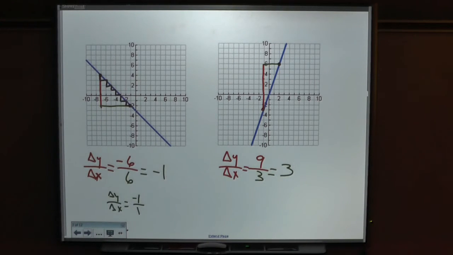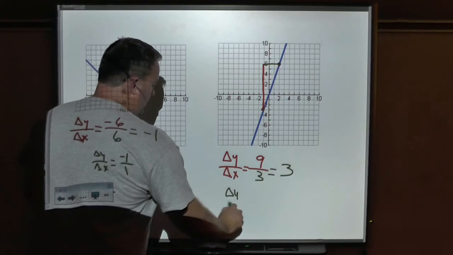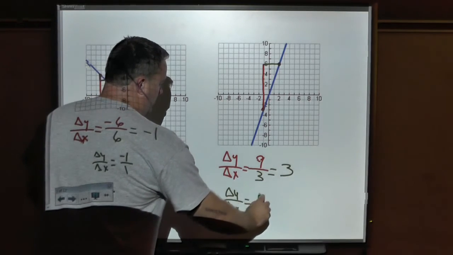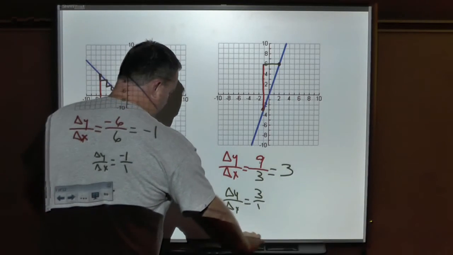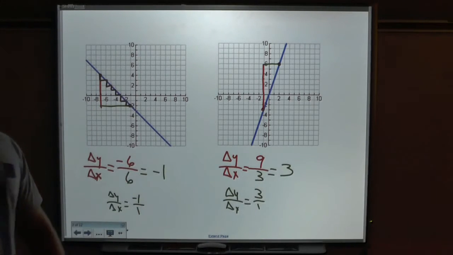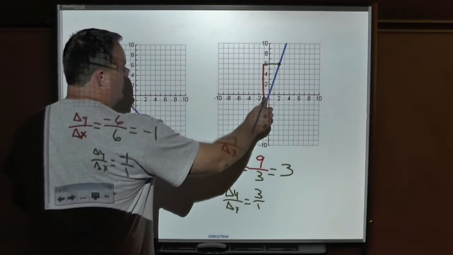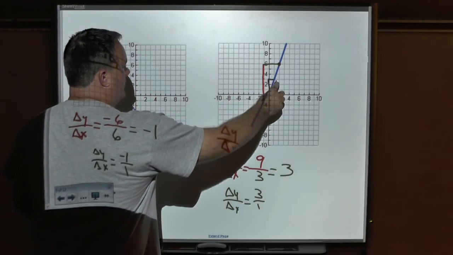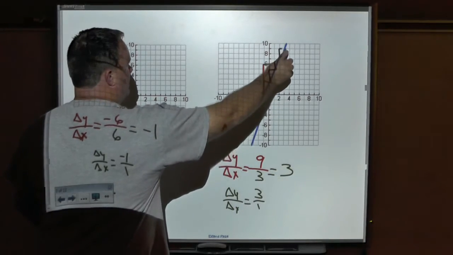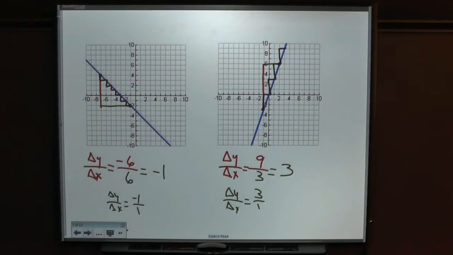And again, as we talked about before, change in y over change in x. Write that as a fraction. That's 3 over 1. That means 3 units up, 1 to the right. So if we count from here, up 3 to the right one, up 3 to the right one, up 3 to the right one, you're always getting back to that line. That is the slope of that line.